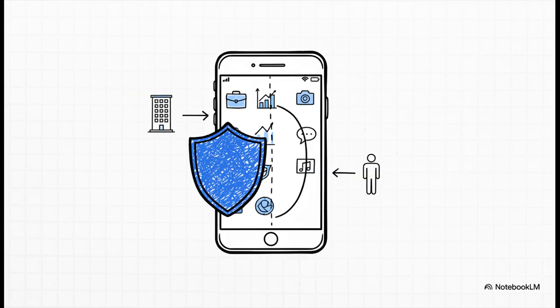So what's the big takeaway from all this? It's that MAM lets security and privacy finally coexist. The company's data stays safe inside that protected app bubble, while the employee's personal life, their photos, their messages, all of it remains completely separate and untouched. It really is the best of both worlds.